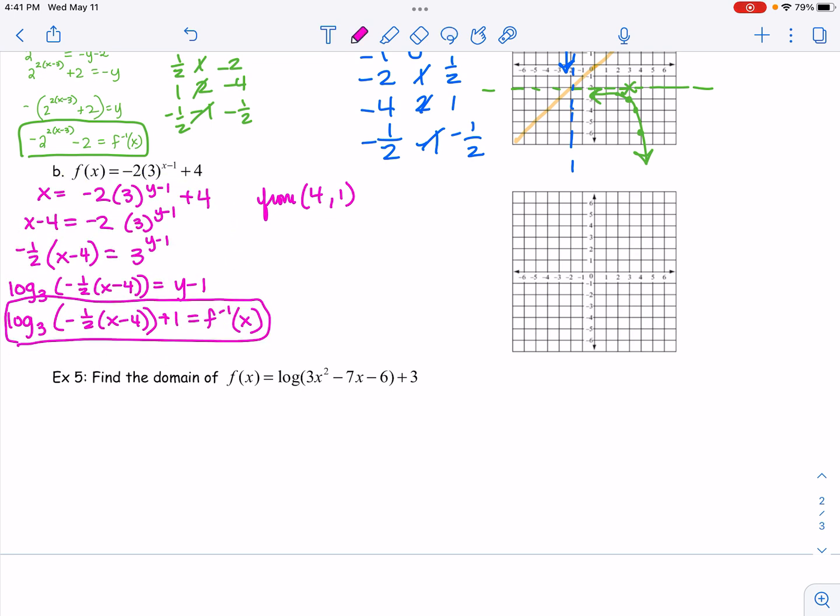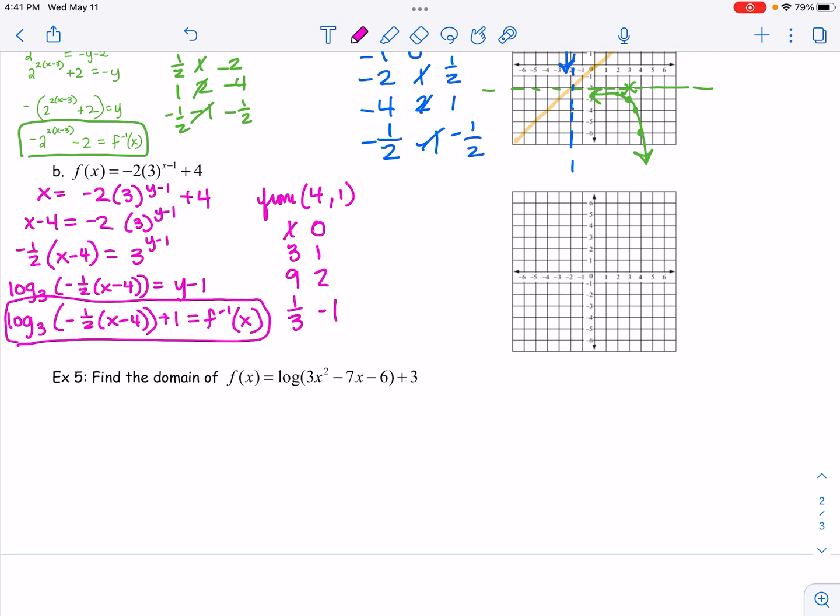Okay. It's going to be (1, 0), (base, 1), which is 3 here. So (3, 1), (base squared, 2), (1 over the base, -1). I need to apply the other transformations. I have horizontally stretched, so I'm dividing by that 1/2. And actually, I've reflected over the y-axis as well, so I can do those two things together.